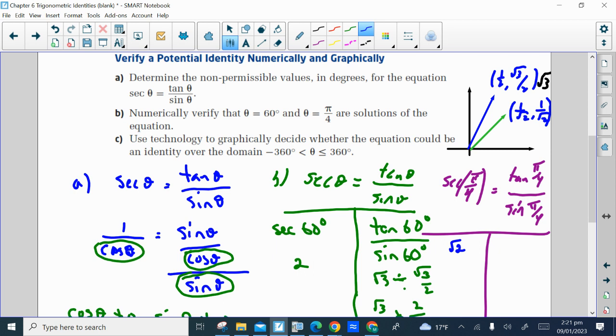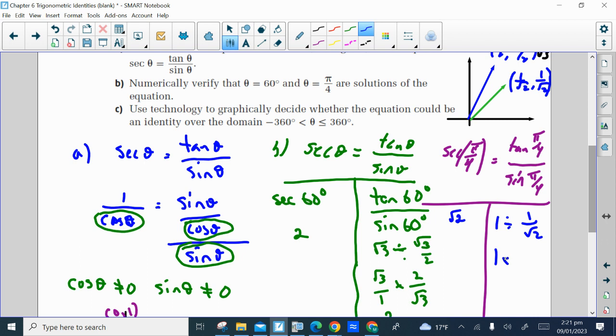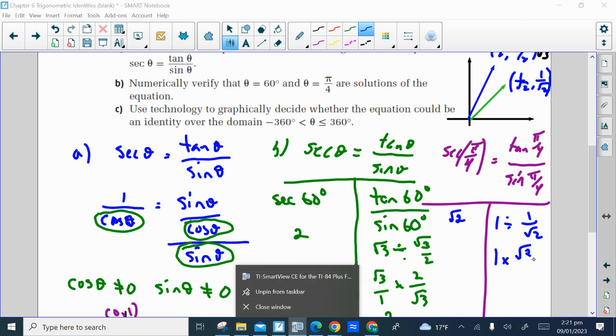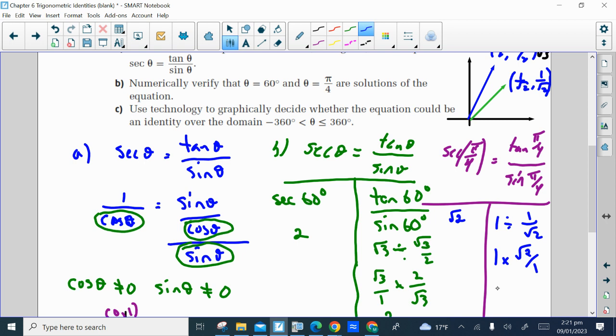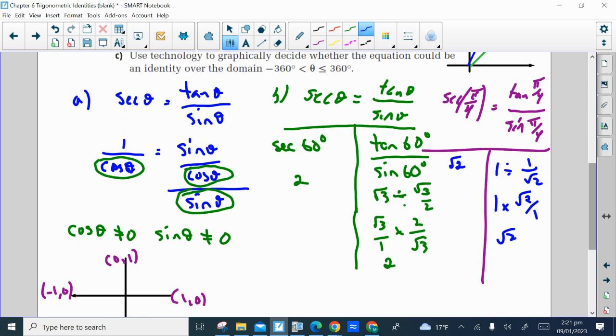And on the right side, the tangent, which is sine divided by cos, because they are identical, the tangent was 1, divided by the sine of pi on 4, which is 1 over root 2. And again, to divide by a fraction, you multiply by the reciprocal. And you get root 2. Same thing as what's on the left side. So we've just shown that that equation is true when theta equals 60 degrees as well as pi on 4.